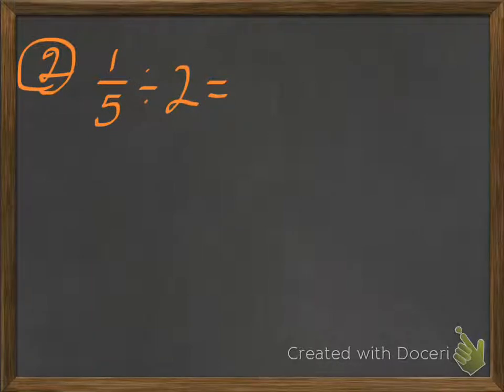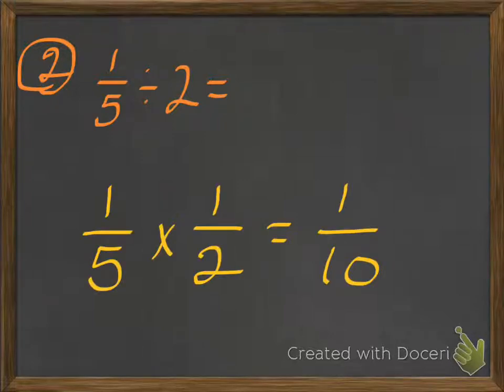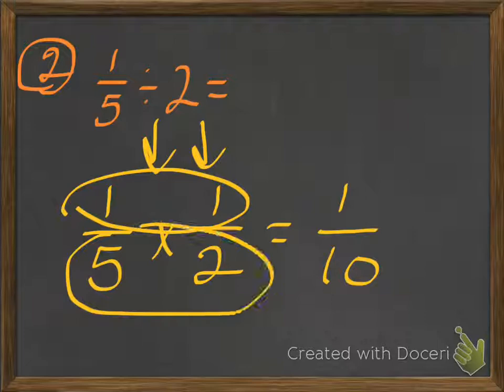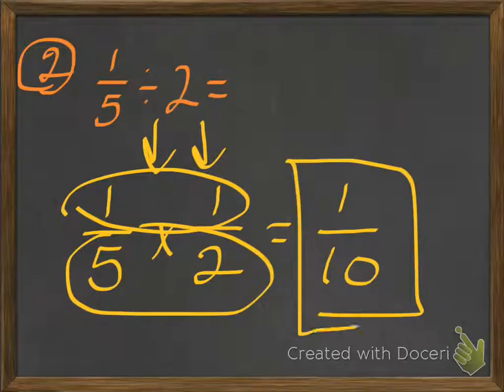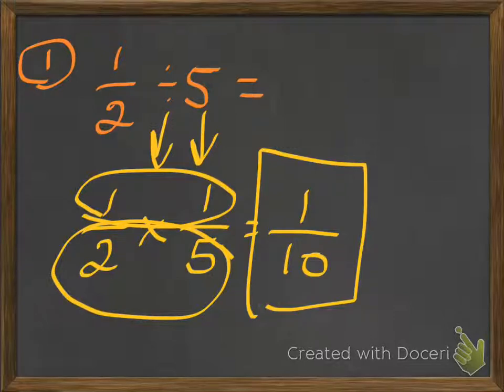Number 2, 1/5 divided by 2. Okay, so I took 1/5 divided by 2. I changed the division to multiplication. I changed the 2 to 1/2, and then multiply the numerators and multiply the denominators to get 1/10. Now, this is 1/5 divided by 2. Just before, we did 1/2 divided by 5. So same 3 numbers, a 1, a 2, and a 5. And I notice that we get the same answer.